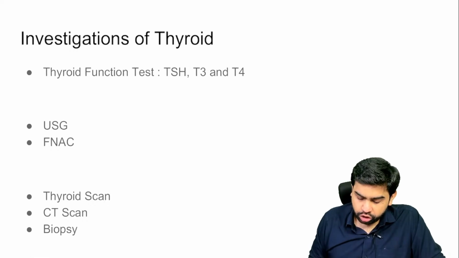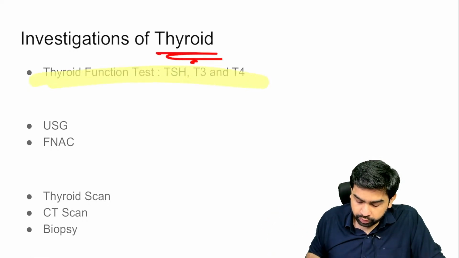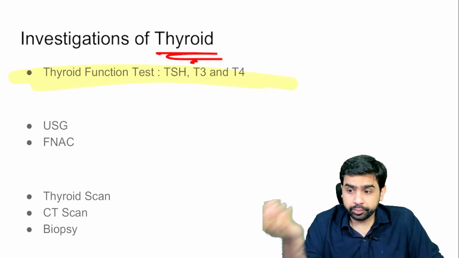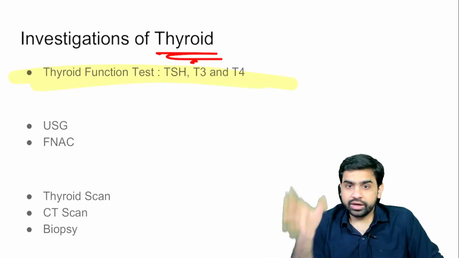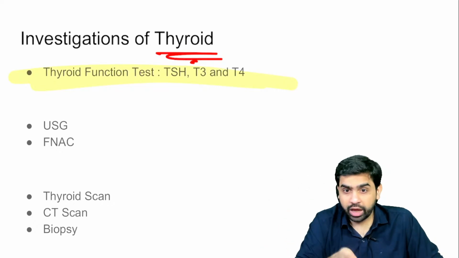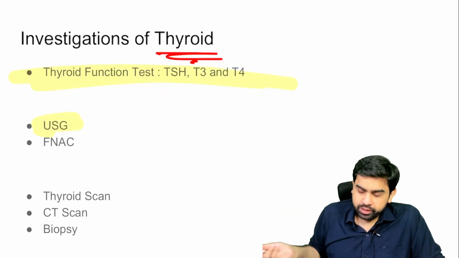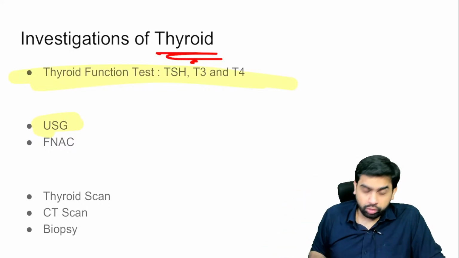What about the investigations of the thyroid? You have a number of investigations. The first investigation, this was asked once, is always a thyroid function test. Anybody who walks in with a thyroid problem, the first investigation we order is T3, T4, TSH to see whether the patient is euthyroid, hypothyroid, or hyperthyroid. That is the first thing you order. Then we have an ultrasound, which is to see whether it is a cystic lesion or a solid lesion or something like that.